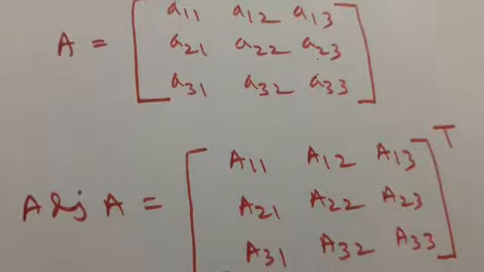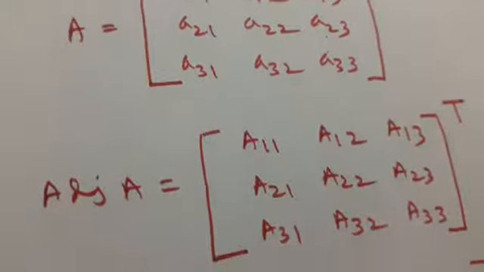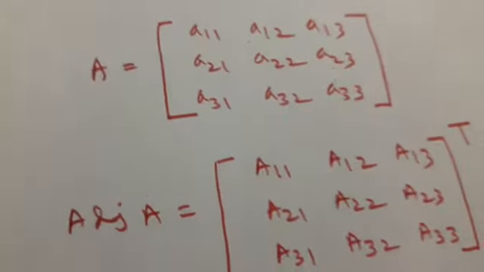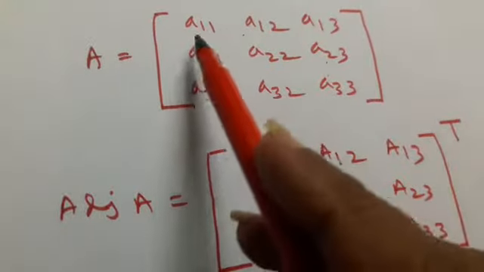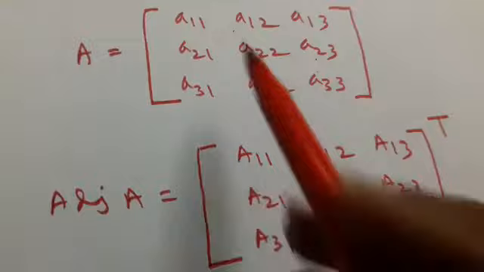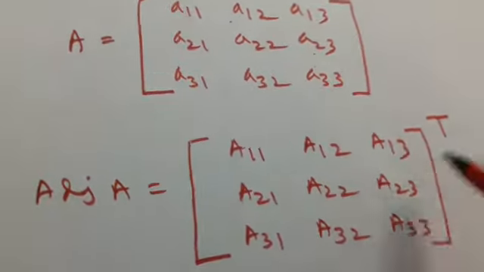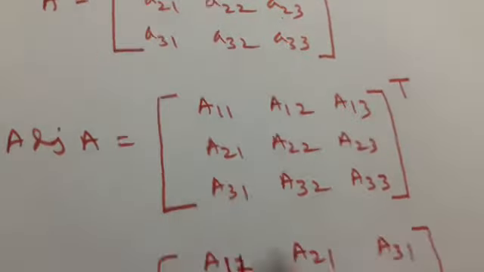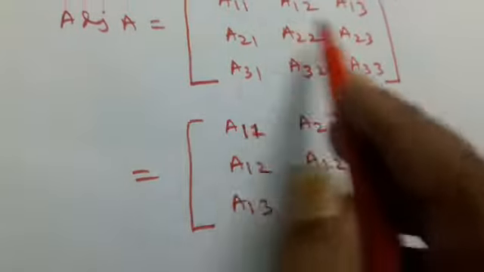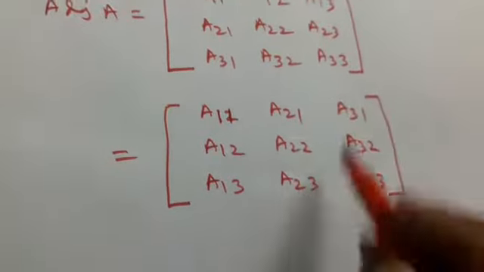Let's consider the matrix A with elements A11, A12, A13, A21, A22, A23 and so on. We calculate the adjoint of A. For the cofactors, we write A11 corresponding to the element a11, A12 corresponding to the element a12, in this way, and take its transpose by definition, the transpose of all the cofactors. It is a property that the rows change to columns, giving A11, A21, A31, A12, A22, A32, A13, A23, A33.